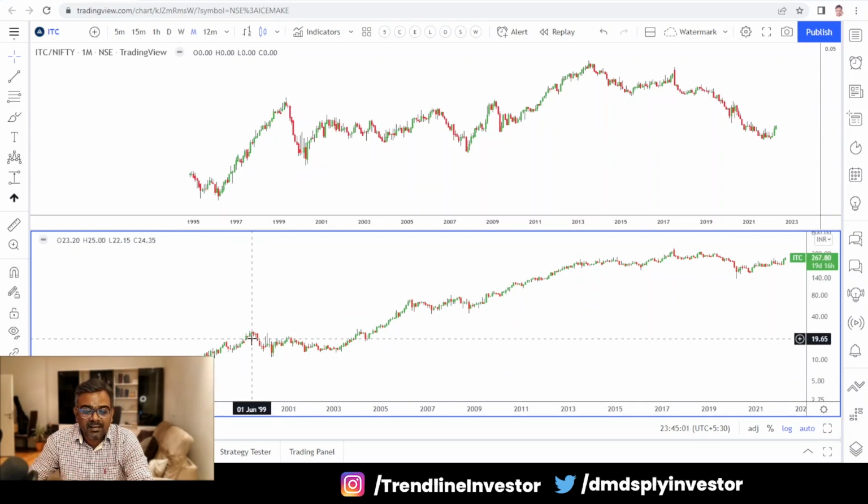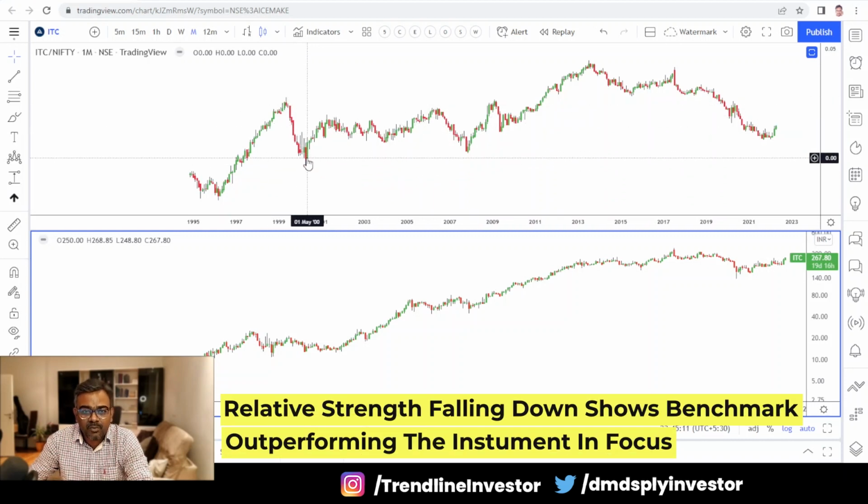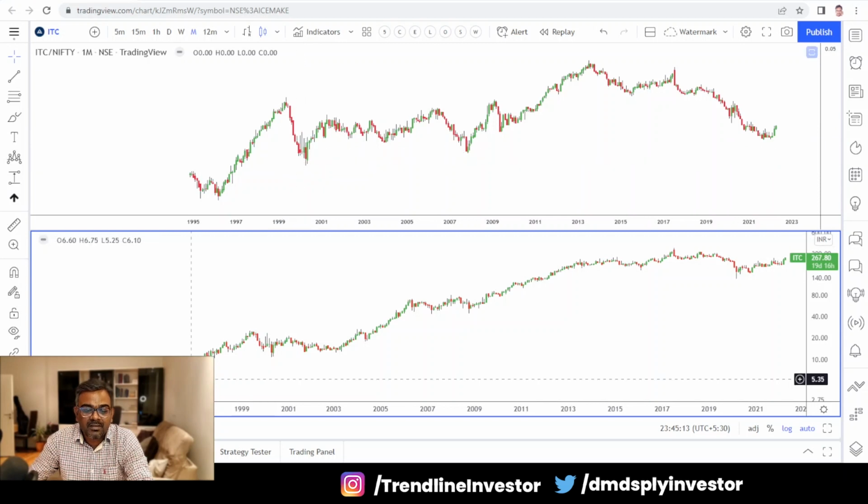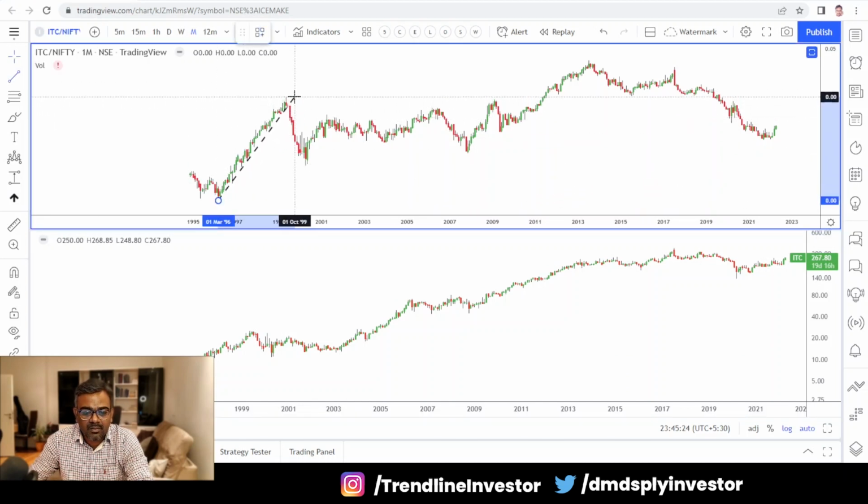But then ITC went sideways, the stock price of ITC went sideways, whereas this relative strength has fallen down. Now that shows that ITC compared to the benchmark did not do well, and that's why it has fallen down. Whereas here, this has not seen such a steep move, but here it has gone straight up. And then this trend kind of broke down, and ITC started underperforming the benchmark, which means ITC started giving much lesser returns than what Nifty actually gives. And that's why you see this fall down.